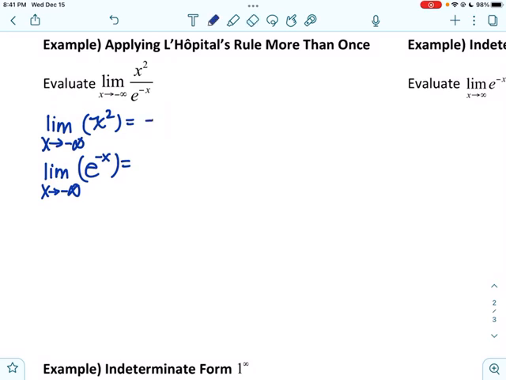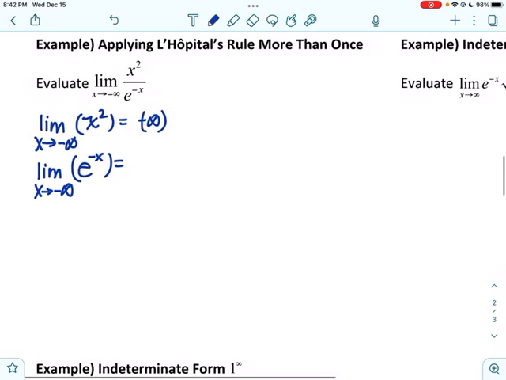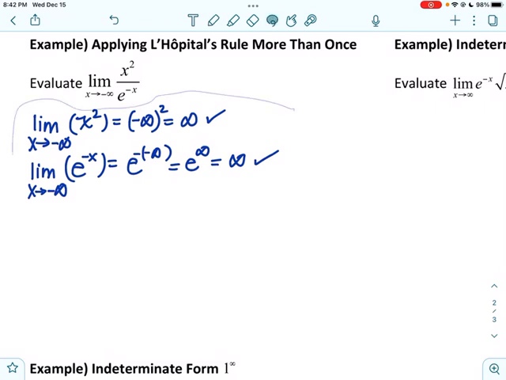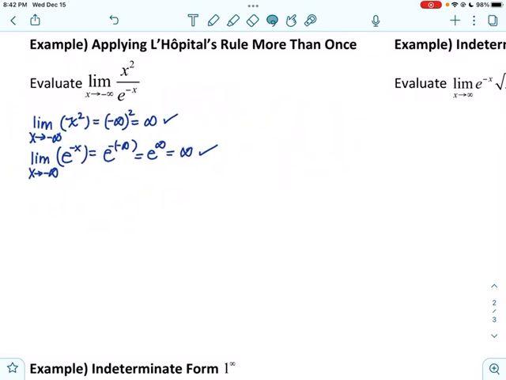So it's going to be negative infinity squared for the numerator, which is going to be positive infinity. And for the denominator, I'm going to have e to the negative of negative infinity, which is equal to e to the infinite power, and then that's equal to infinity, of course. So we have infinity for the numerator, infinity for the denominator, right? So that gives us our first application of L'Hopital's rule available to us.